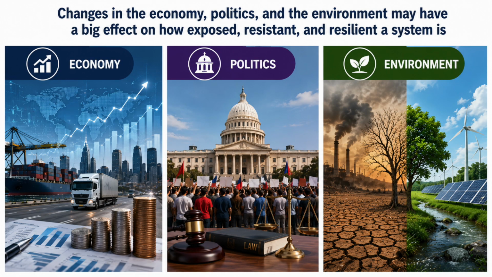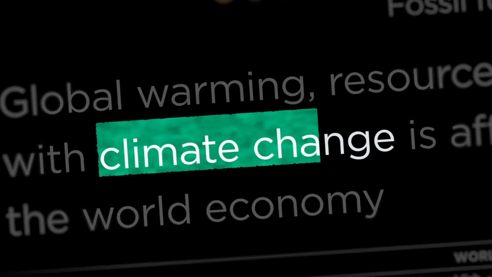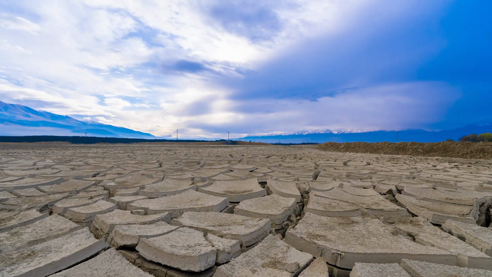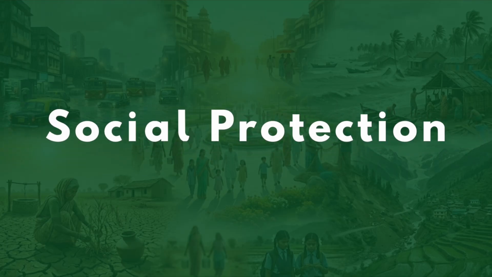Changes in the economy, politics, and the environment may have a big effect on how exposed, resistant, and resilient a system is. In the end, how vulnerable a system is to climate change relies on how sensitive it is, how well it can adapt, and how quickly and in what ways the climate change it meets. Now the question is how well protected societies are. From here we can bring in the concept of social protection.